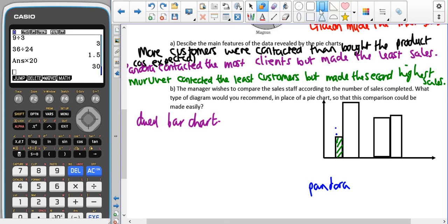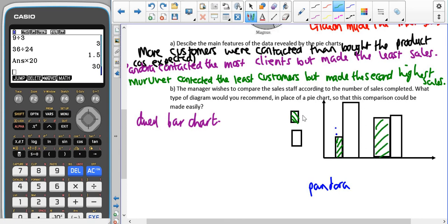Let me do a little key. So the first bar that I'm colouring in green, so this one here as well, represents the number of sales, and the second bar, which I'm just going to colour in red, represents the number of people contacted.